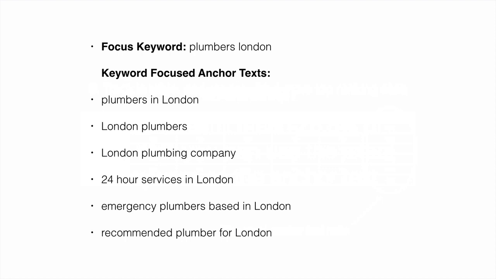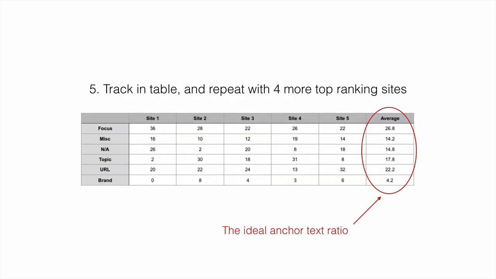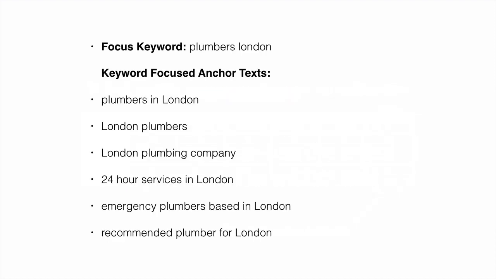Another example would be London plumbers. Again, we're saying the same thing, we're just mixing up the words. So this is fine, but you need to be careful that you can't over-optimize with this. But again, that's why we checked out the percentages, so we know that we're not going to do this too much. It's just 26.8%, all of these as a total. And again, that's just for the made-up example keyword. You want to check your own ratios for your own keyword you're trying to target.